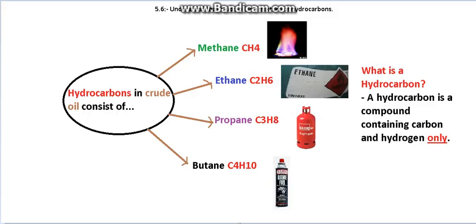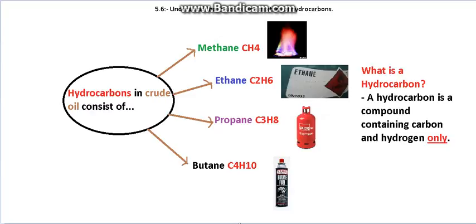So, to start, now we are on specification point 5.6, which assures you should understand that crude oil is a mixture of hydrocarbons. So, you must be asking, what is a hydrocarbon? A basic definition is a hydrocarbon is a compound containing carbon and hydrogen only. And because there are hydrocarbons in crude oil, there are 4 of them actually.